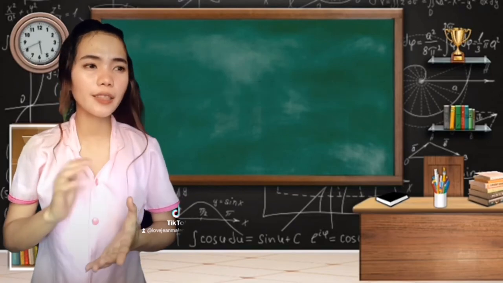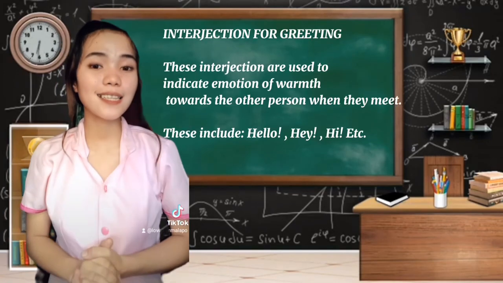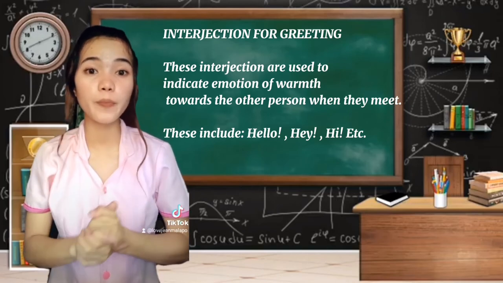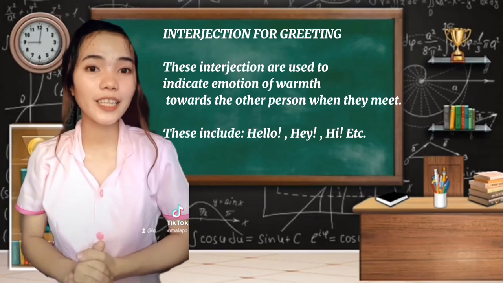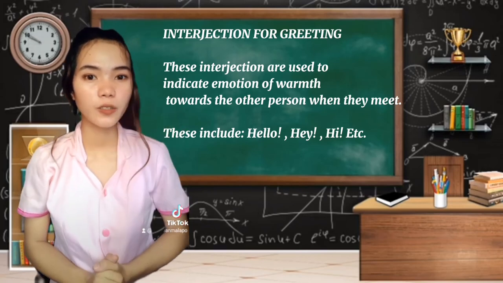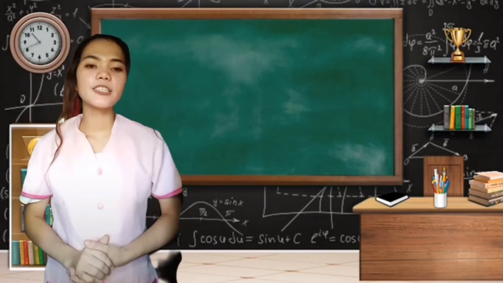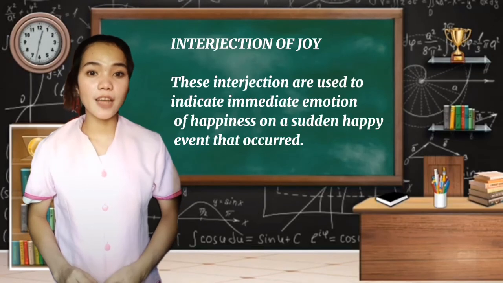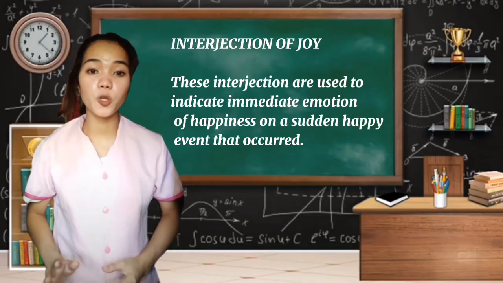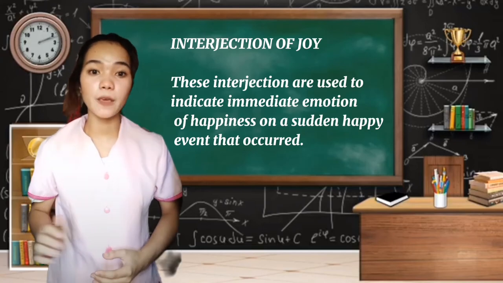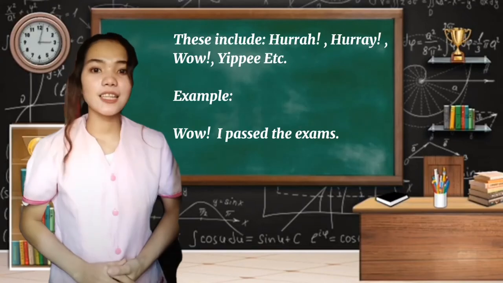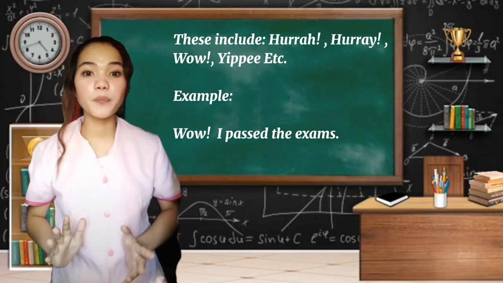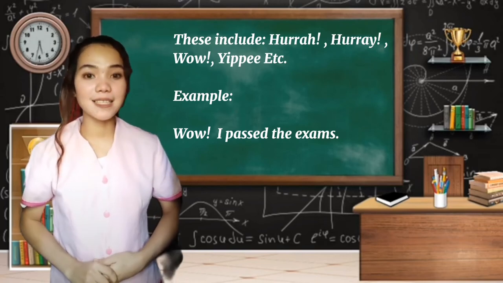Let's begin with the interjection for greeting. These interjections are used to indicate emotion when you meet some people. It includes hi, hello, and hey. Another type of interjection is the interjection of joy. These interjections are used to indicate emotion of happiness on a sudden happy event that occurred. These include wow, hooray, and yippee. For example, wow, I passed the exam.